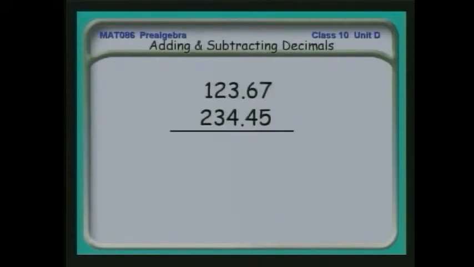Then we looked at adding and subtracting decimals, and to add decimals, all we need to remember is we line up the numbers that we're adding along the decimal points, and we add these just as we would add whole numbers. 7 plus 5 is 12. I carry the 1. 6 and 4 are 10, and 1 is 11. So I carry another 1. 4 plus 4 is 8. 2 plus 3 is 5. 1 plus 2 is 3.